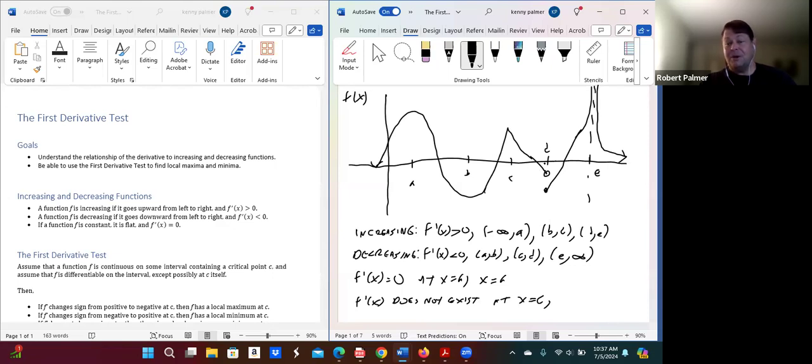Actually, at d also the derivative doesn't exist because this function is discontinuous. And so at x equals d, and also, of course, here at e, you have a vertical asymptote, so x equals e. All those are places where the derivative does not exist.